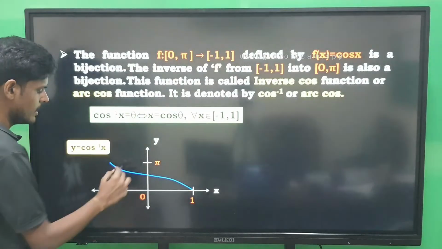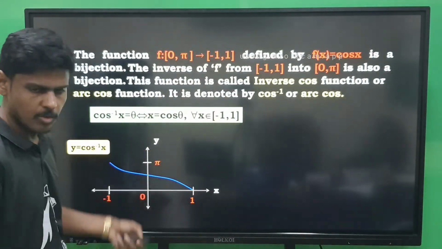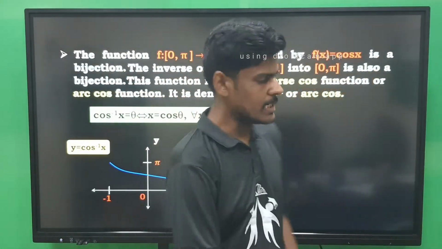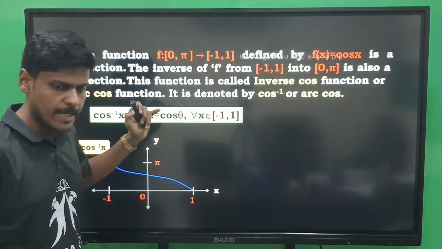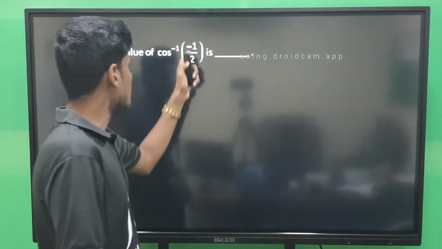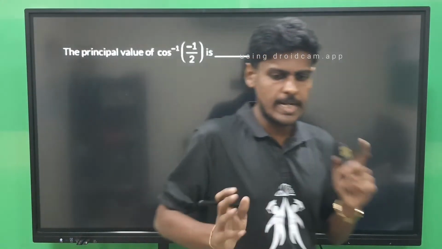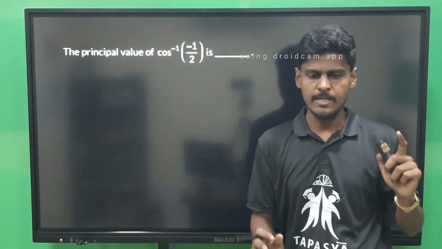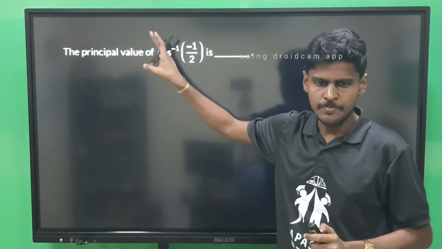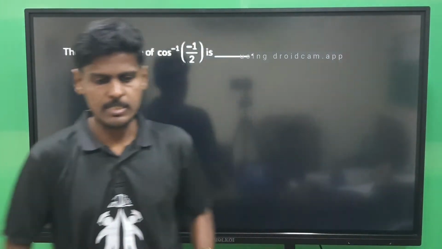And what will it be? Corresponding to this, it will come above 90 degrees and below 180 degrees. We already know cos theta is negative in the second quadrant, so the answer should be between 90 and 180. Now what value of cos theta is minus 1 by 2? That value should lie between 0 and pi. Remember that. The output, when you say principal value, should lie in the range that is prescribed, what we discussed till now.